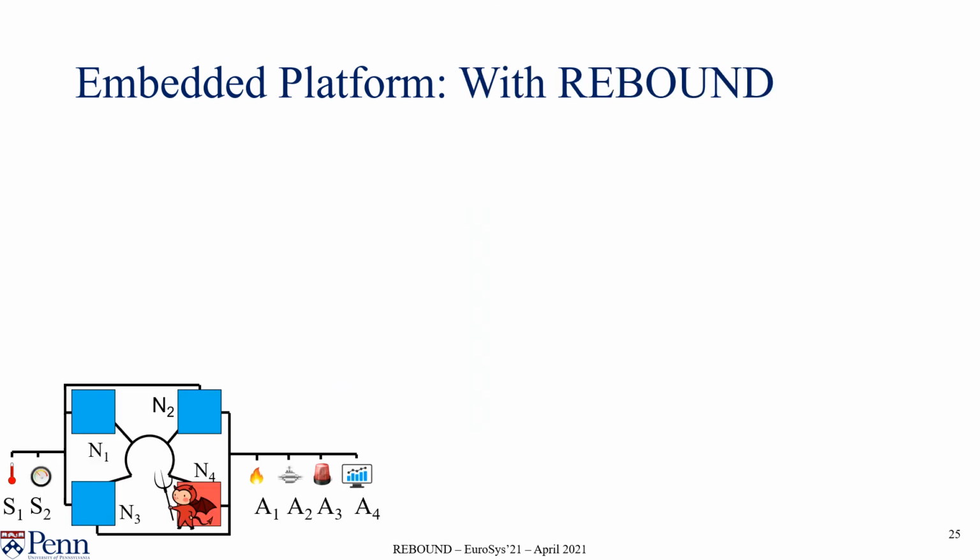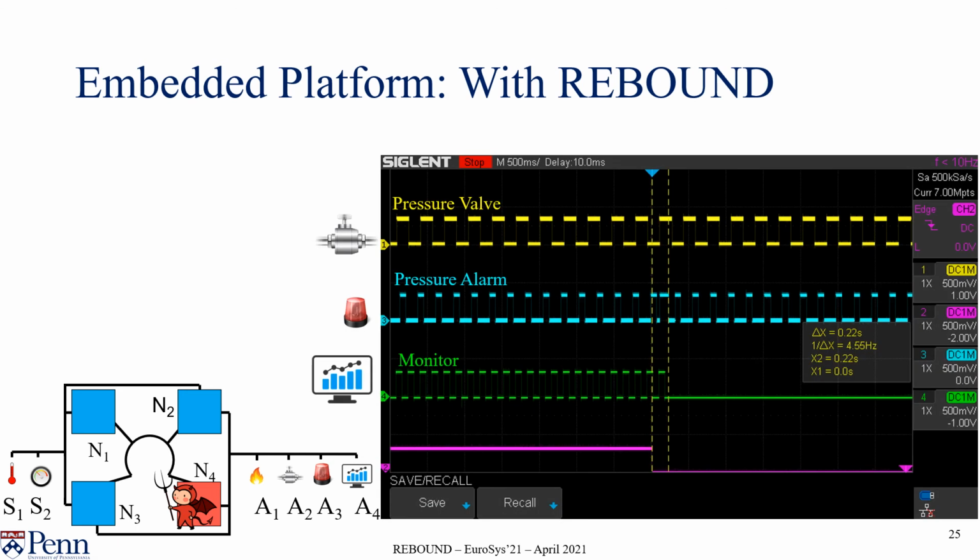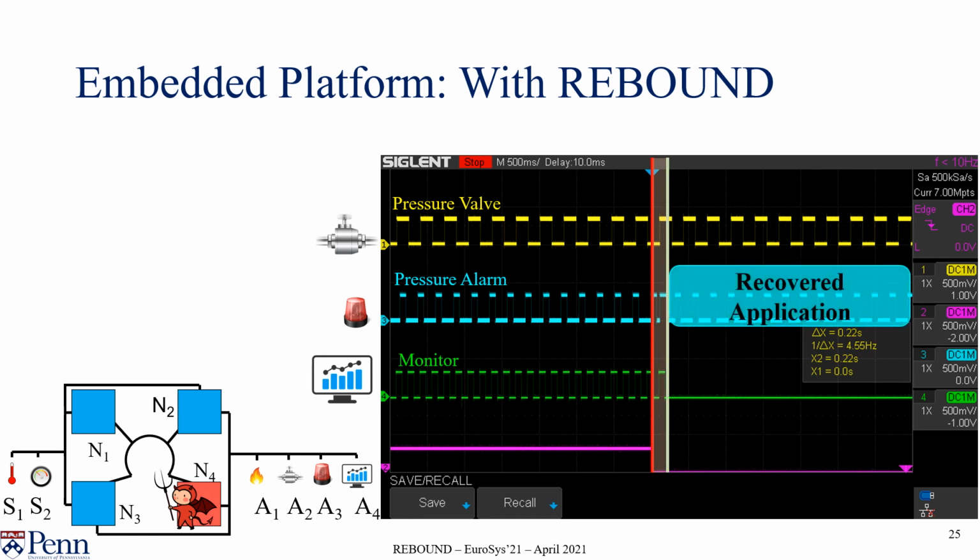In contrast, let's see what happens when we use REBOUND. The fault occurs at the same place in time, but after only a brief period, the system resumes correct operation and the pressure alarm no longer receives garbage PWM values. In the process, we had to drop the monitor application.